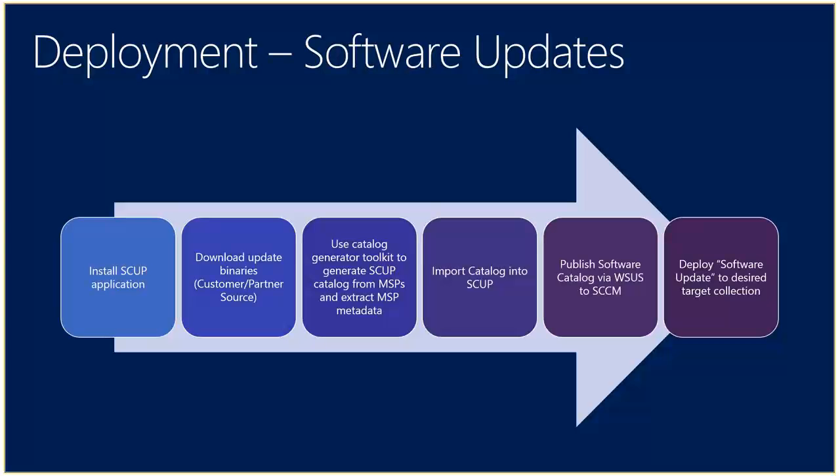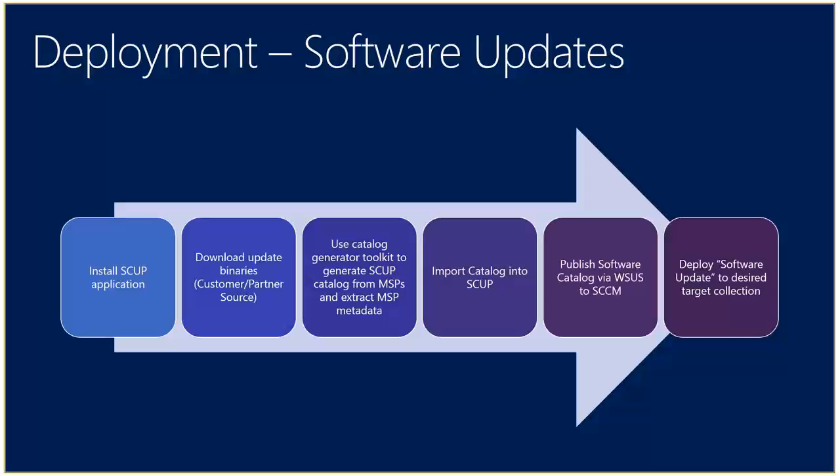So things like what's the base product to which this MSP is applicable, and what does it mean to actually have this update installed, and what's the detection mechanism. So those kinds of pieces of information, the catalog generator toolkit actually extracts that information from the provided MSP, and it uses that information to facilitate creation of the catalog.